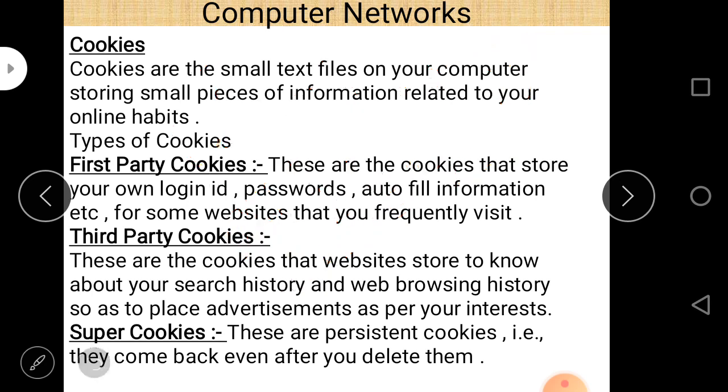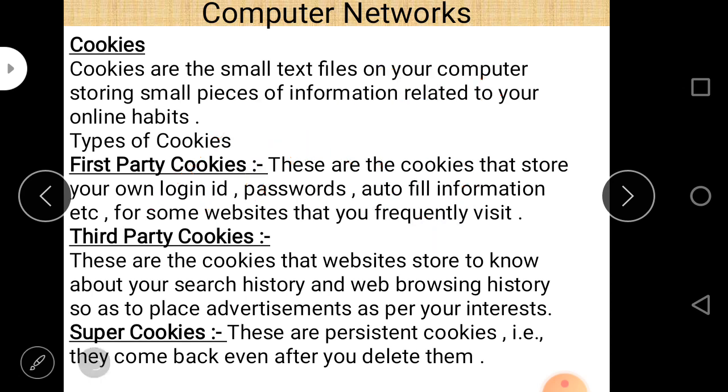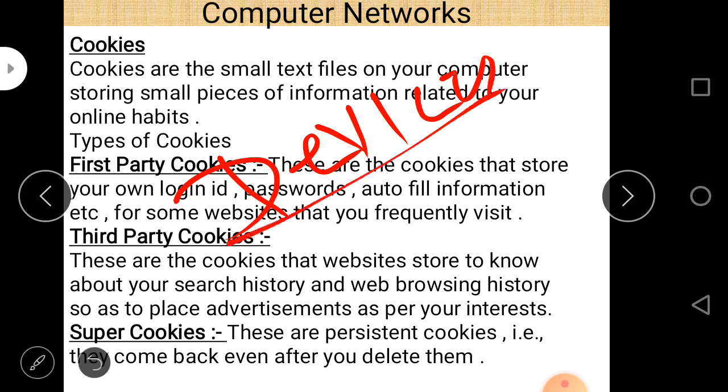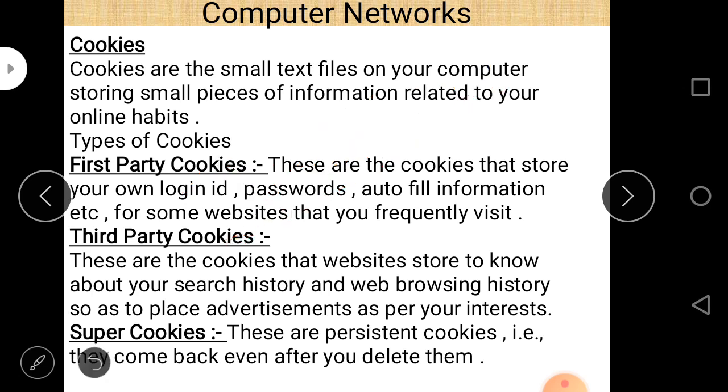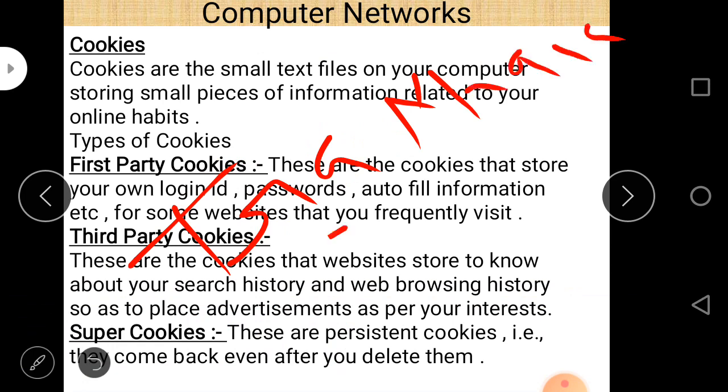There are 3 other important things. Network topology: there is always a question regarding network topology, and it is of 2 marks. Then network devices may be asked in the examination, so learn all the uses of network devices. And then transmission media. In transmission media, there are 2 types of media, guided and unguided.